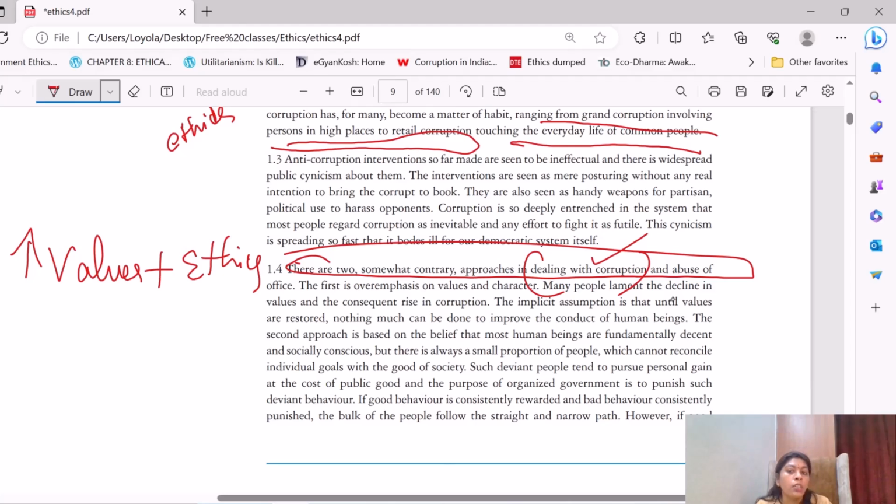This is one approach. Okay, now come to the second one. The second approach is based on the belief that most human beings are fundamentally decent and socially conscious, but there's always a small proportion of people who cannot reconcile individual goals with the good of society. Even so, that's how we form the society itself. Most of us are ready to compromise on our own rights in order to protect the rights of the community, the society. But there are people who are not ready to do it. They only care about themselves, about their own interest. They don't want to care about the public good.